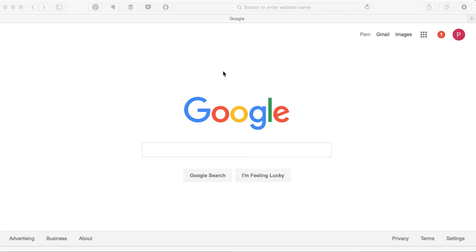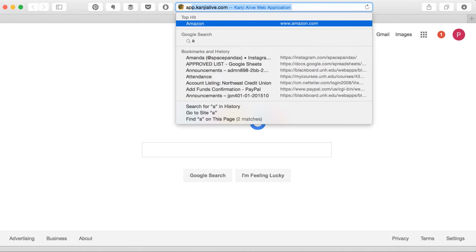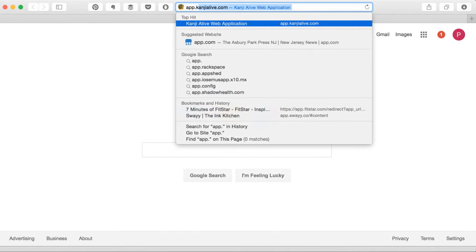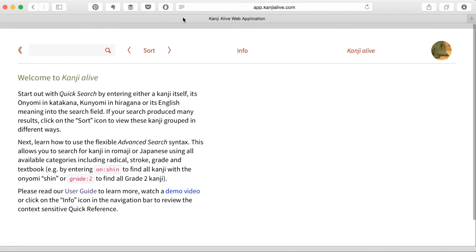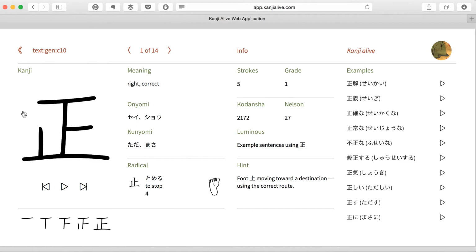Okay, and again for kanji in this lesson, we are going to use the Kanji Alive app. You get there by typing in app kanjialive.com and doing a search for Genki Chapter 10. Their search syntax is text colon gen colon C10. And that will give us the kanji for lesson 10, or 14 kanji. That's what the 14 is for. Okay, cool. So let's go ahead and take a look.